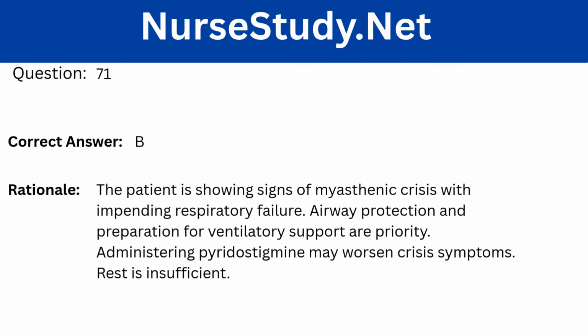Correct answer, B. Rationale. The patient is showing signs of myasthenic crisis with impending respiratory failure. Airway protection and preparation for ventilatory support are priority. Administering pyridostigmine, D, may worsen crisis symptoms. Rest, C, is insufficient.